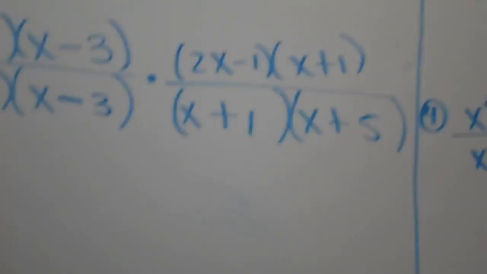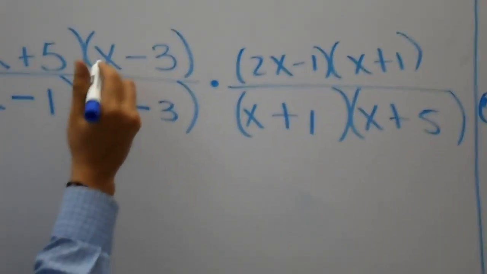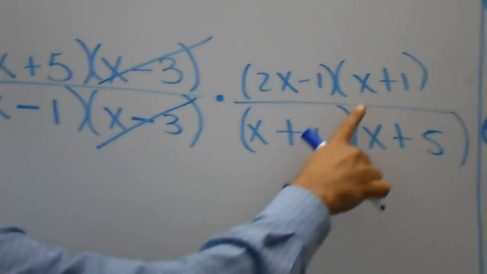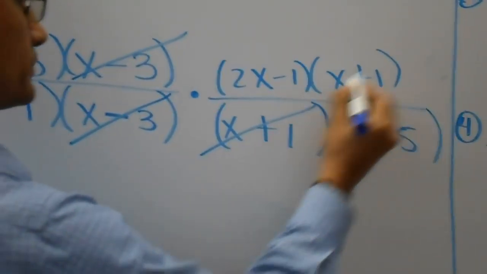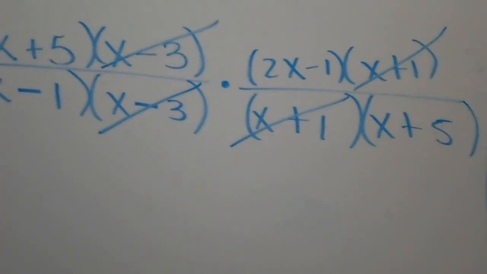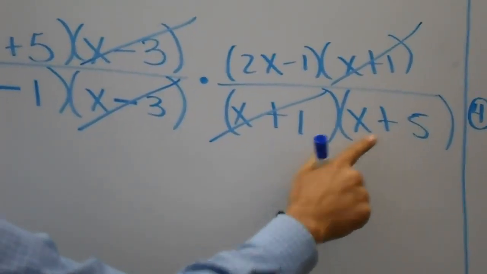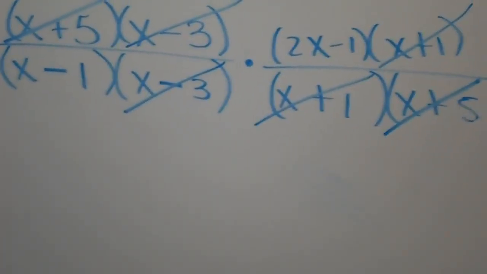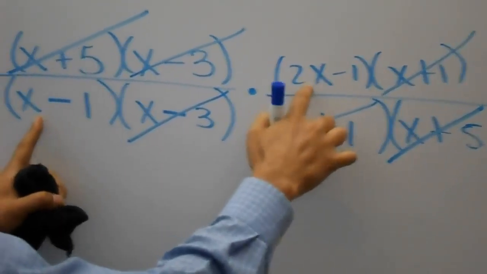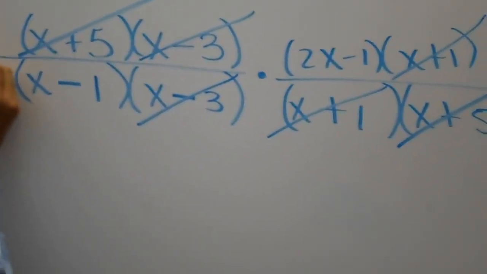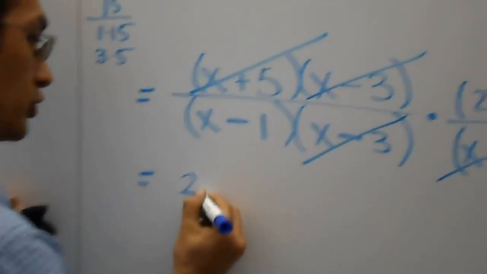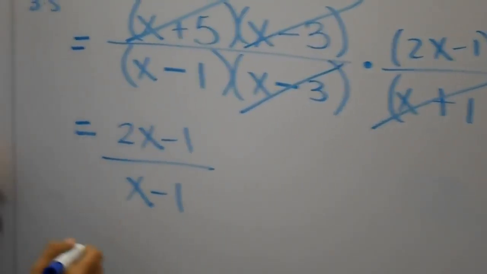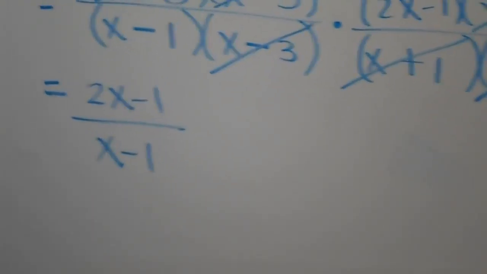All right, so notice here, x minus 3, this x minus 3, that can go away. What else? Well, x plus 1 and x plus 1 can go away. What else? This x plus 5 and then x plus 5 can also go away. And don't be tempted to take away these two, right? They're very different. So your answer is going to be 2x minus 1 over x minus 1. So you have 2x minus 1 and x minus 1.